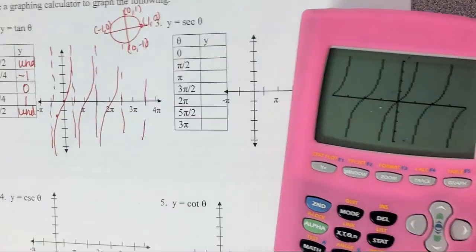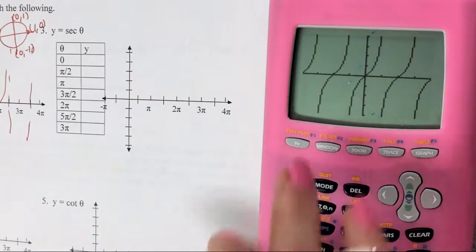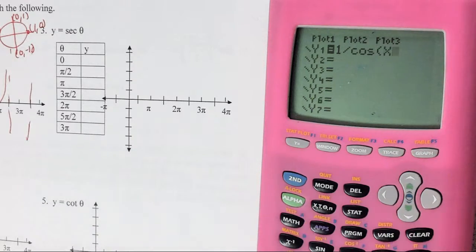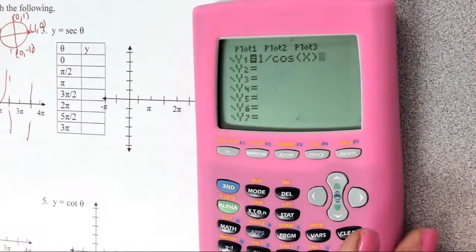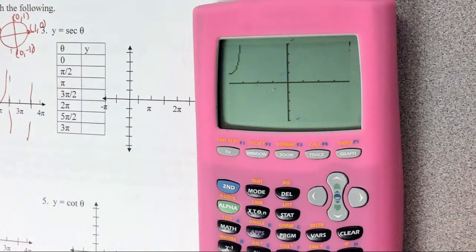All right, let's look at secant now. How does secant look? What's secant the reciprocal of, everybody? Cosine. So to graph secant, I have to do 1 divided by cosine x. And instead of just hitting graph, I always like to just do zoom trig, just to make sure that my window's set up correctly. And here's the way the secant curve looks. Okay, it looks kind of cool.